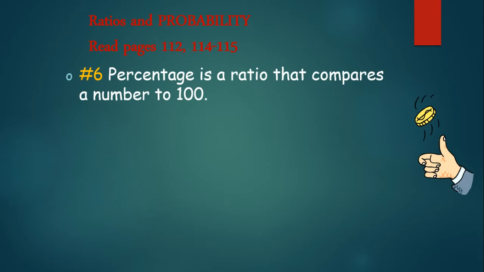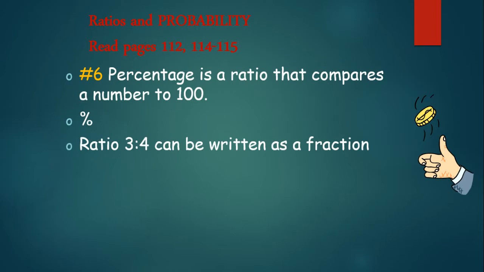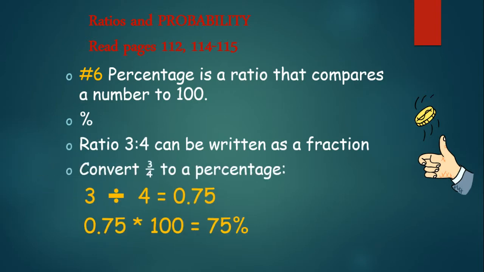A percentage is a ratio that compares a number to 100. For example, the ratio 3 out of 4 can be written as a fraction. And to convert that to a percentage, you do 3 divided by 4, which gives you the decimal 0.75, which is 75%. An easy way to think of this, especially when related to genetics, is to think of quarters. Like, how many quarters make up a dollar? 4. If you have 3 quarters, you have 75 cents, which is the same as 75%. If you had 2 quarters, that would be 50 cents, or 50%.